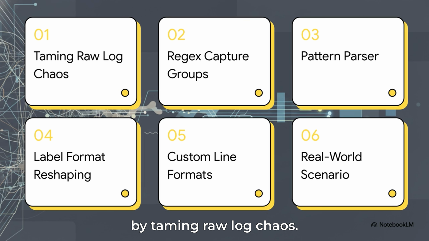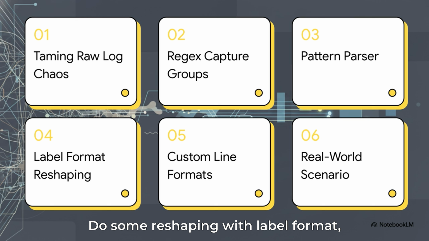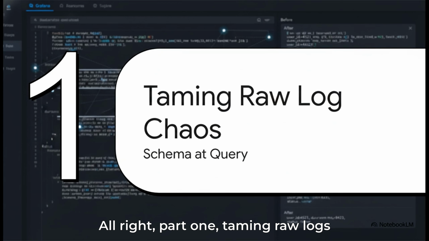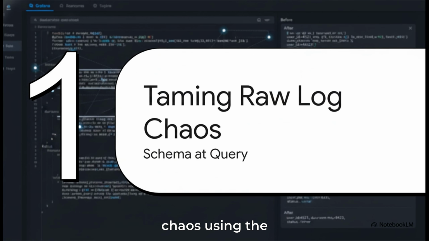Let's get into it. Here's our roadmap for today. We're going to start by taming raw log chaos. Look at regex and capture groups, check out the simpler pattern parser, do some reshaping with label format, build custom line formats, and finally wrap up with a real-world P95 latency scenario. All right, part one, taming raw logs chaos using the schema at query philosophy.